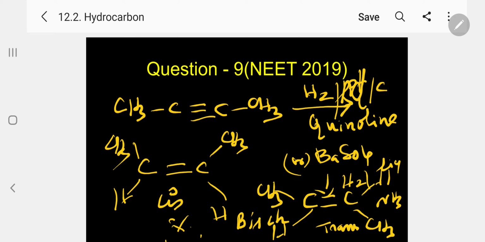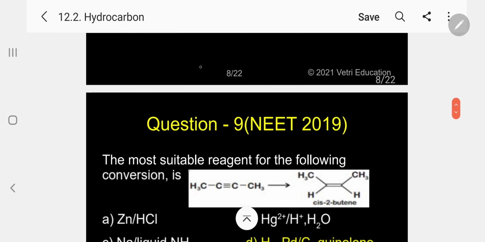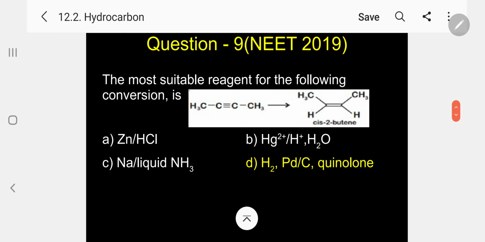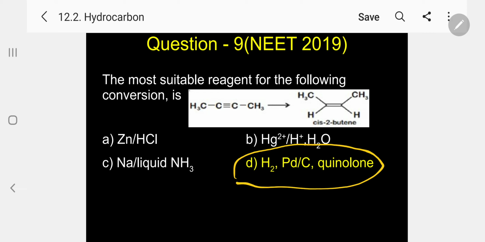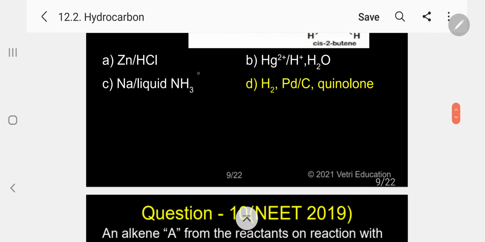B-I-R-C-H. This is called Birch reduction. Is that very clear? So let me go for the option. Let me check, where is the option? The option is D. Please follow. Hydrogen in the presence of palladium, carbon and quinoline. So this is the suitable, correct answer.